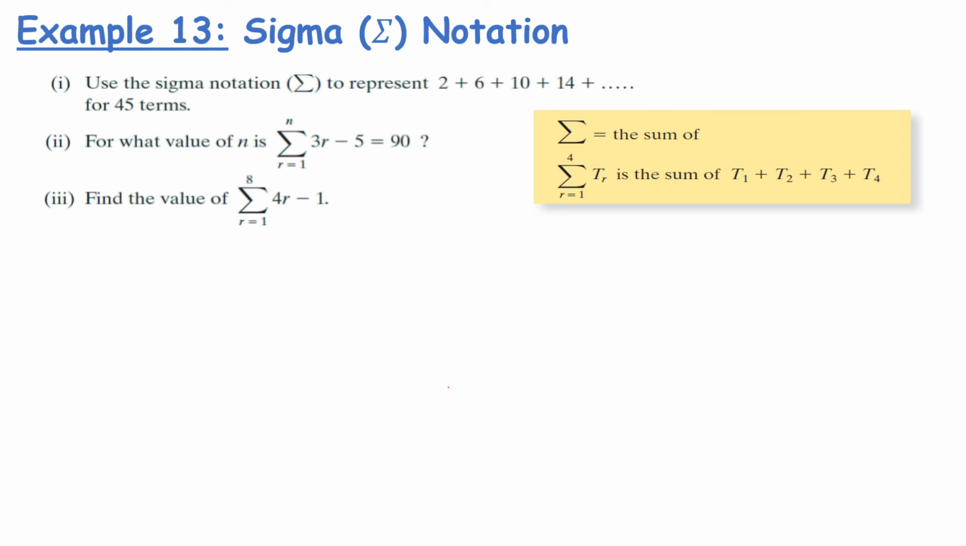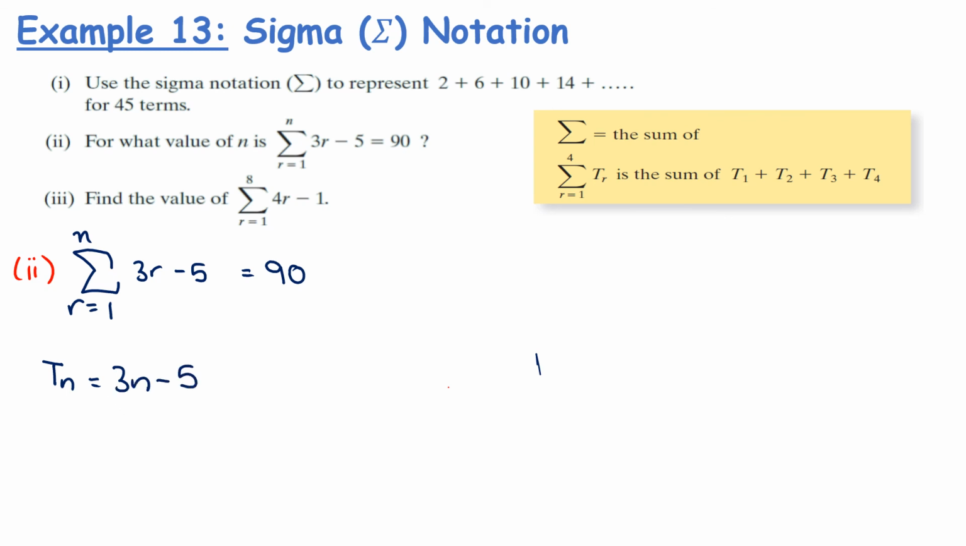So part 2 then, it says for what value of n, and I'm going to draw this out. We have the sum of 3r minus 5, from r equals 1 all the way up to n, where that is equal to 90. So basically what we've been told is there is a sequence that has a Tn equal to 3n minus 5. And that tells us that this sequence has a common difference of 3 and a first term a, which is just the same as T1. That's 3 times 1 minus 5, so minus 2.